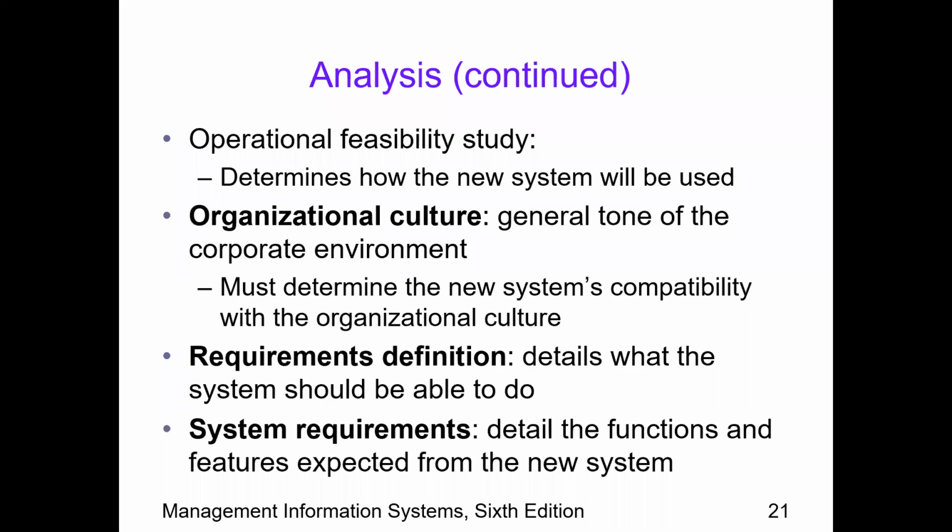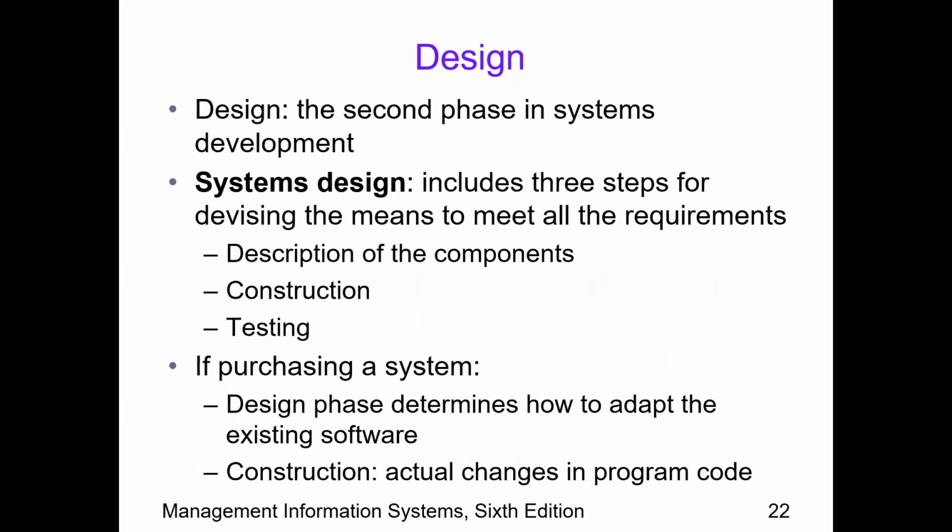Now the one I want to talk about is the requirement definition. Here you detail what the system should be able to do. The system requirement: you detail the function and features expected from the new system. All this comes in the requirement definition. After you've done your investigation and your feasibility study, then you define your requirement definition. This is a written document that you take to the programmer after you get the financial buy-in. Any question on the analysis?